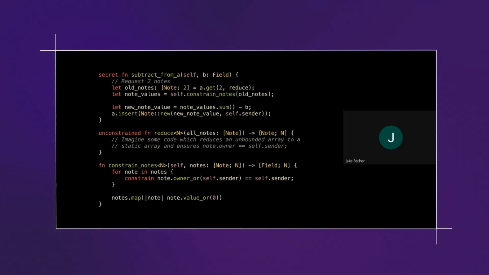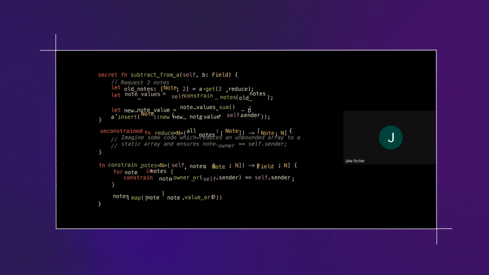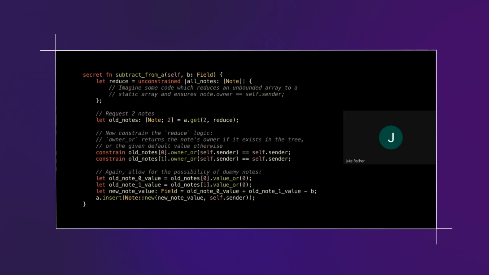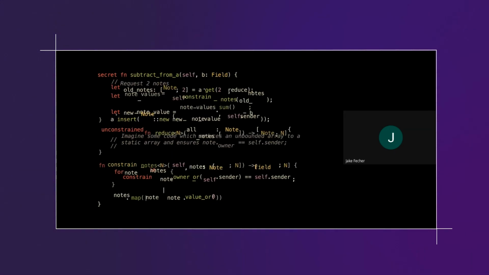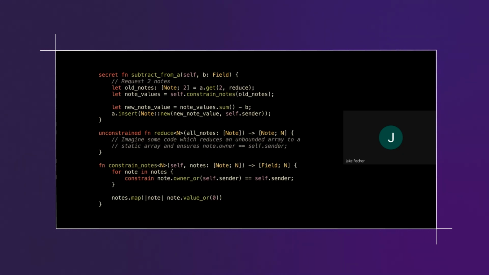Now we're going to be working with a little bit larger code next. So what I've done is I've gone ahead and refactored this code into 3 different functions. So if I go back right now and then forward again, you will see that our actual subtract from A function is much smaller. And I've promoted the reduce helper function into a full-fledged free function. Finally, I've broken out this constrain notes logic into its own function.